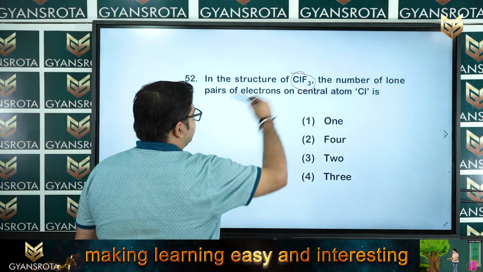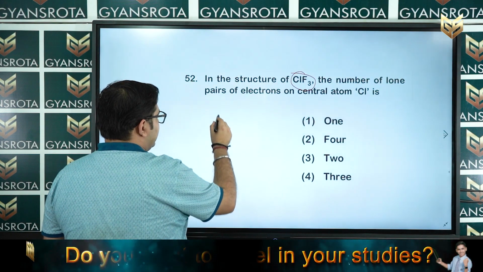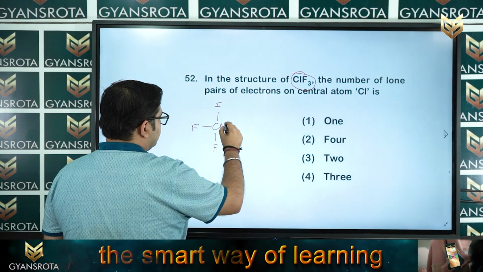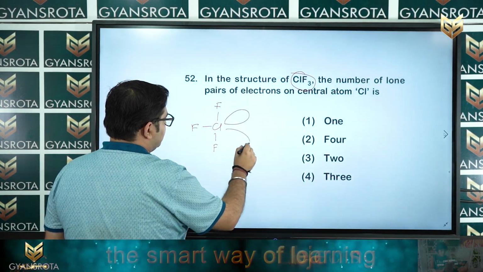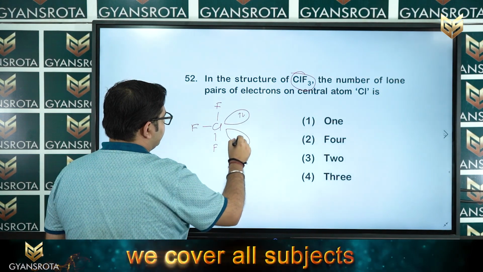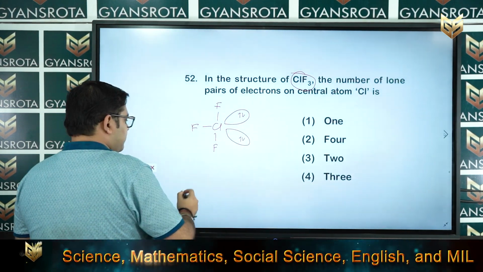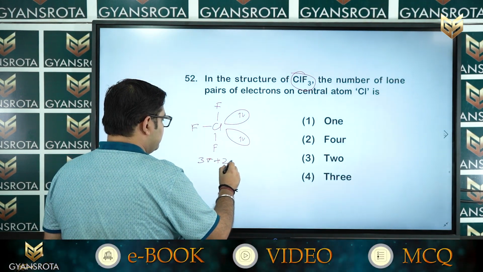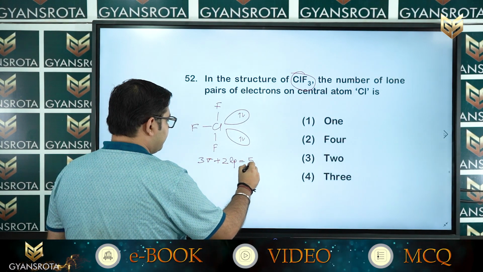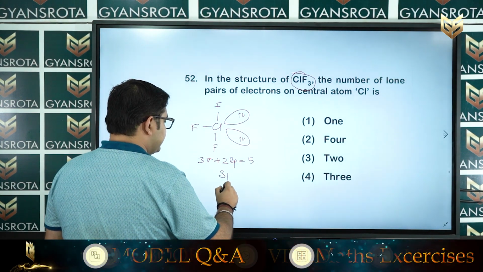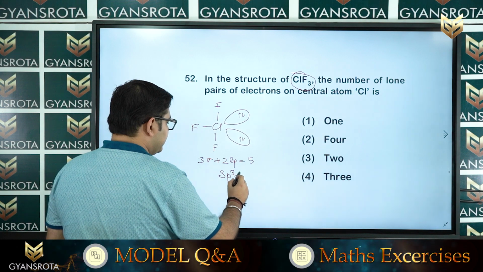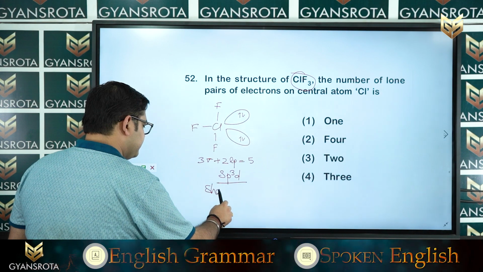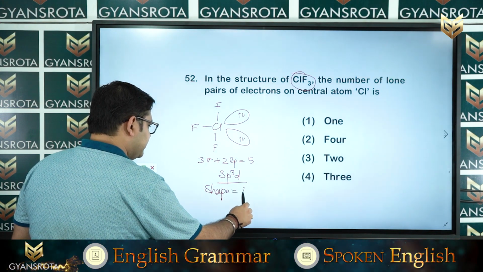So, the ClF3, so how the structure, like Cl, F, fluorine, fluorine, and here 2 pairs of lone pair will be present. So, 3 sigma plus 2 lone pair means overall is 5. So, the geometry is sp3d, and what is the shape? Shape is T-shaped.